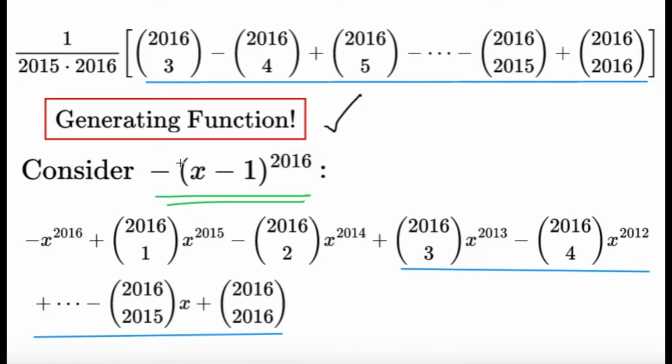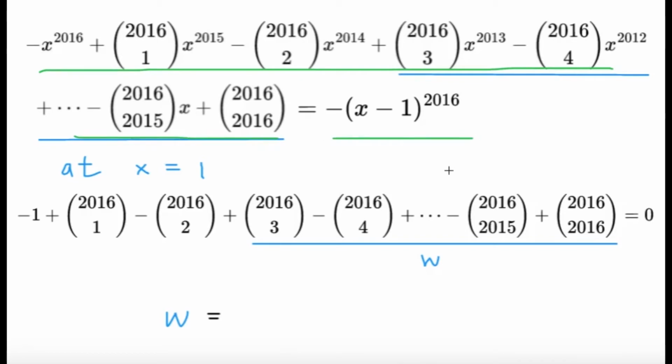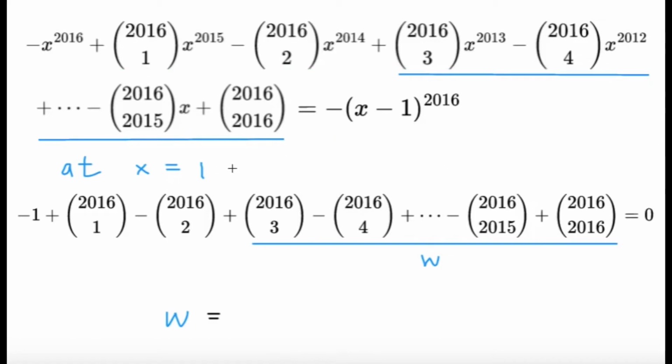Now, what's nice about this is that part of what we want is in this function. Obviously, don't mind the x for now, but there is the 2016 choose 3 minus 2016 choose 4, and so on. And what can we do with this? Since we know this is the expansion for negative of x minus 1 raised to 2016, we know it's an identity, which means I can substitute any value for x and it should be true. So why not evaluate this expression at x equals 1? Why do I want x equals 1?